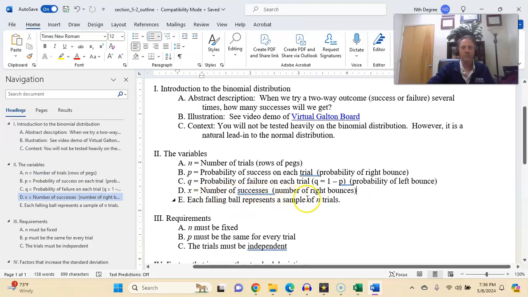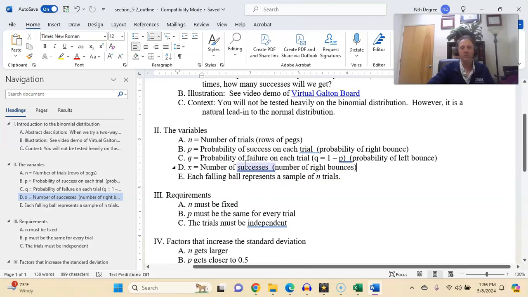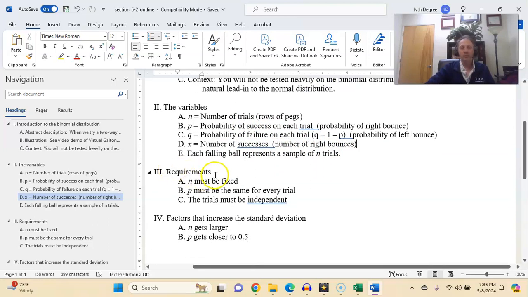Each falling ball represents a sample of N trials. That'll make sense when we start increasing the peg board. There are a few requirements which you will be tested on. N must be fixed. Okay, so there must be a fixed number of trials.